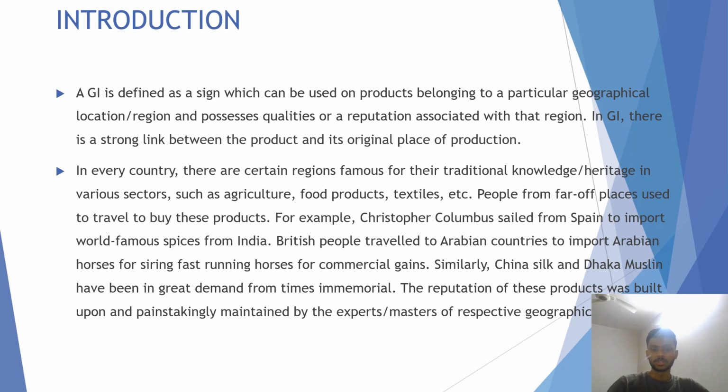British people traveled to Arabian countries to import Arabian horses for breeding fast running horses for commercial gains. Similarly, Chinese silk and Dhaka muslin have been in great demand from times immemorial. The reputation of these products was built upon and painstakingly maintained by expert masters in their respective geographical locations.